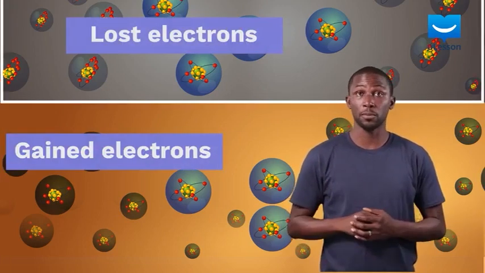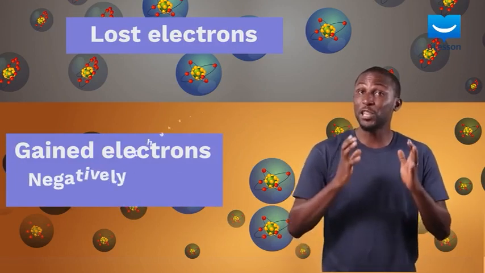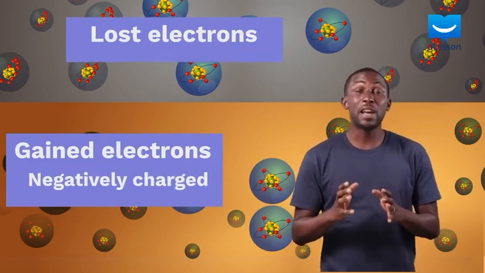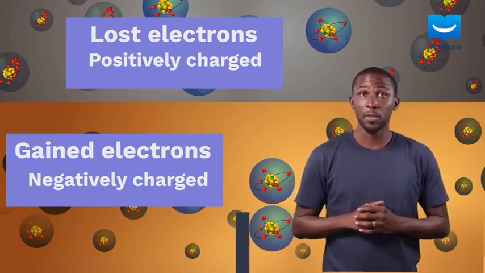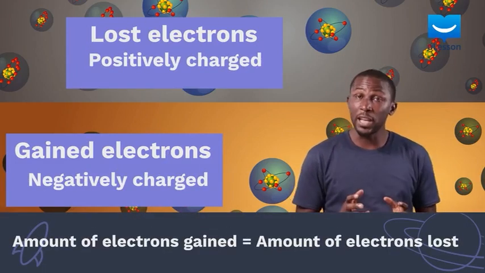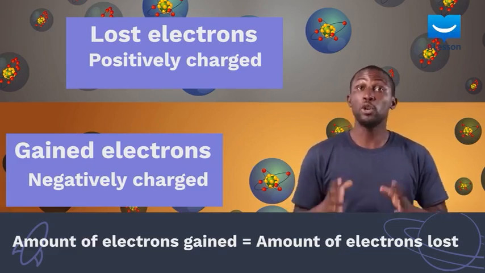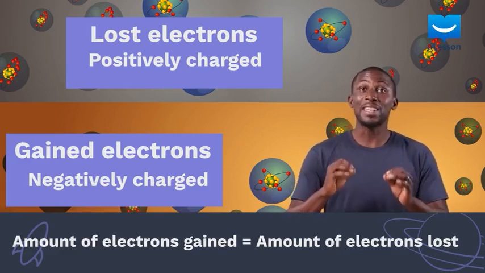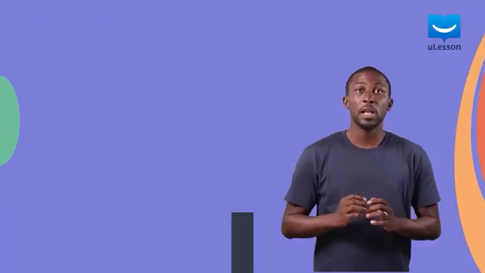The material that gained the electrons will become negatively charged, while the material that lost these electrons will become positively charged. So the amount of electrons gained will be equal to the amount of electrons that is lost. In other words, we can say that the net charge of the system is conserved. Now, let's take several examples of this.